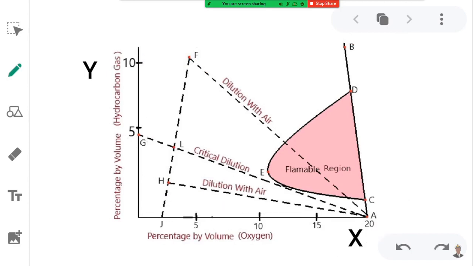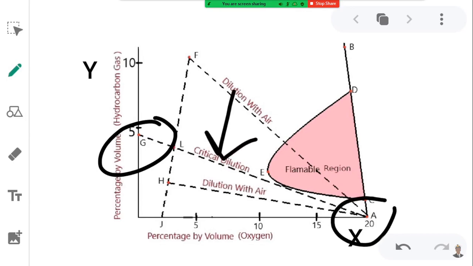While looking at the diagram, we came across the term critical dilution line, that is GA. This is a critical dilution line. Let's try to understand this term. The line GA passes by just touching the flammable region portion of the diagram. So it just touches this particular region.